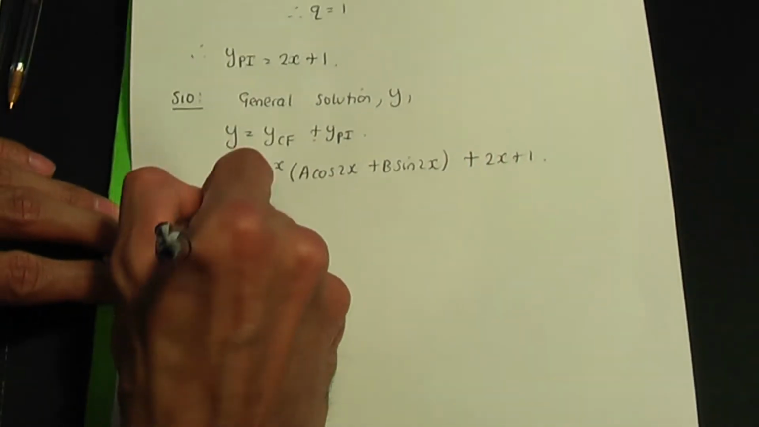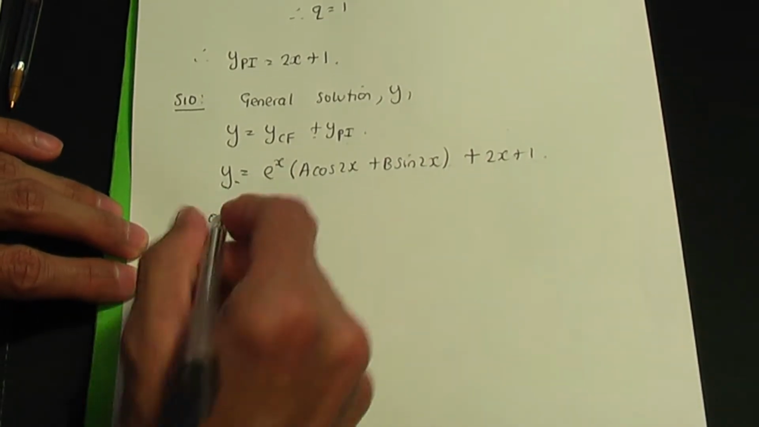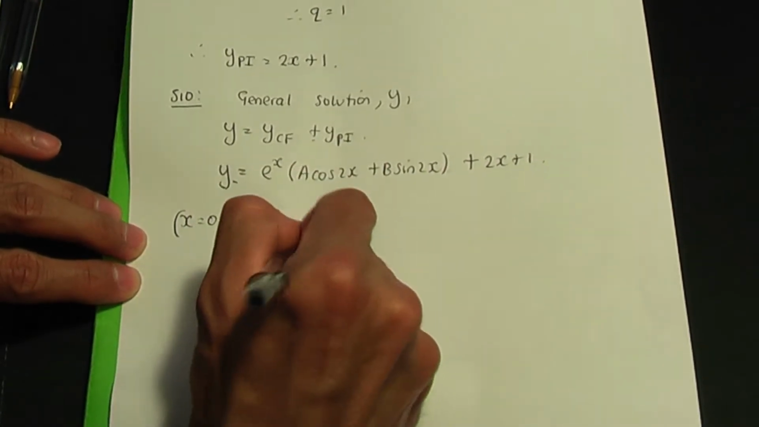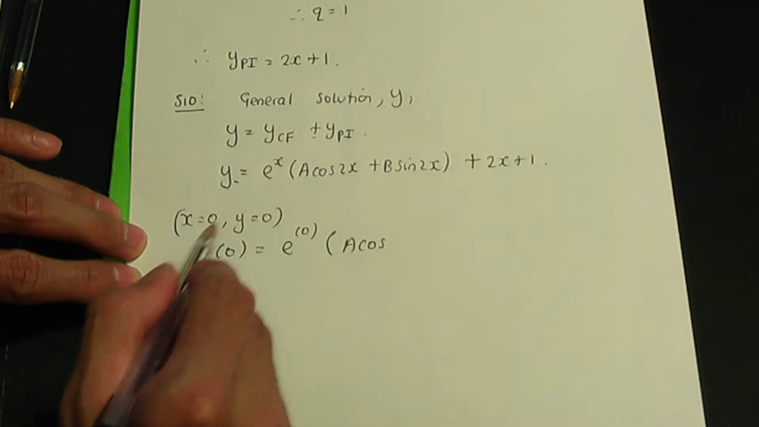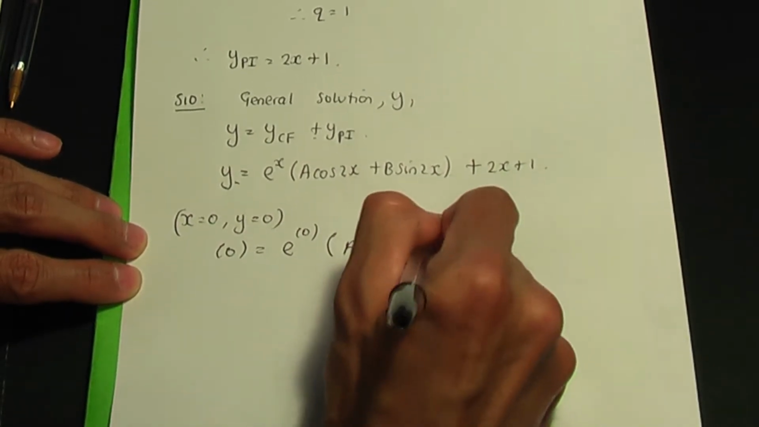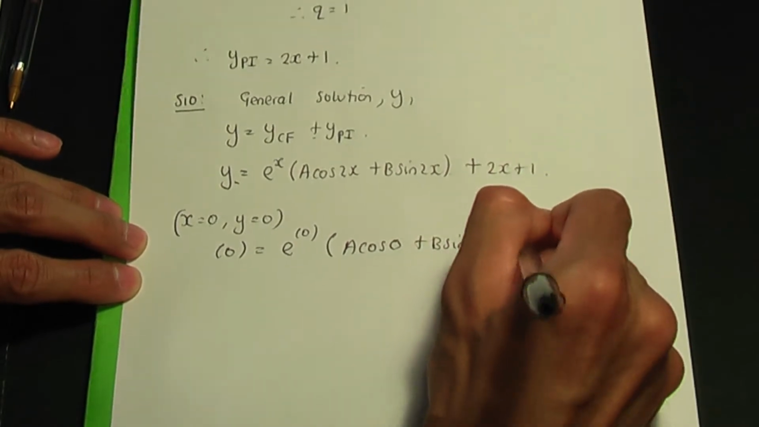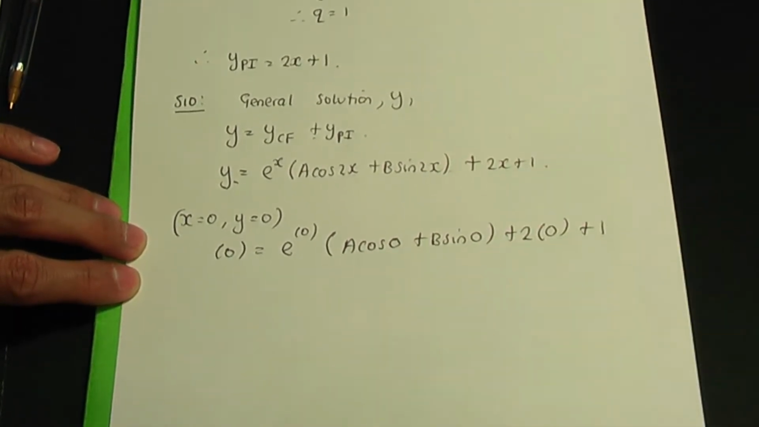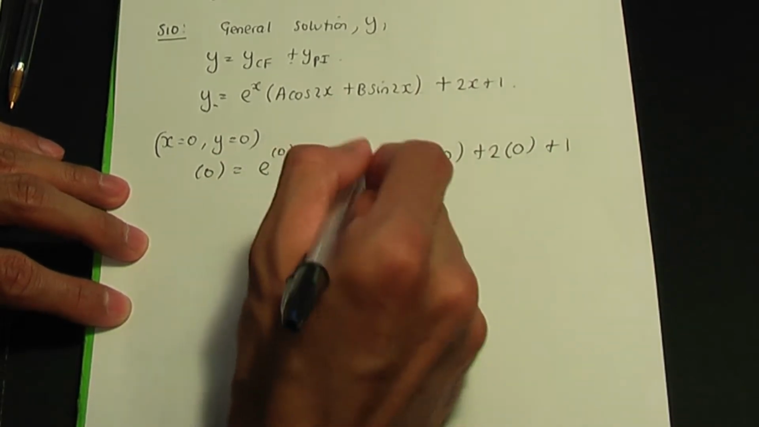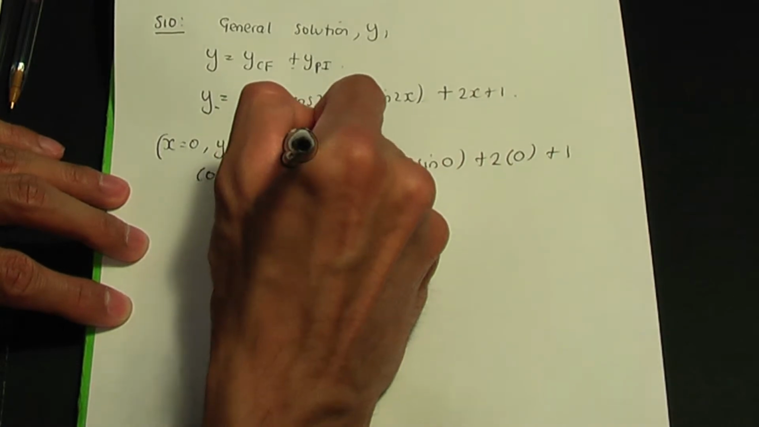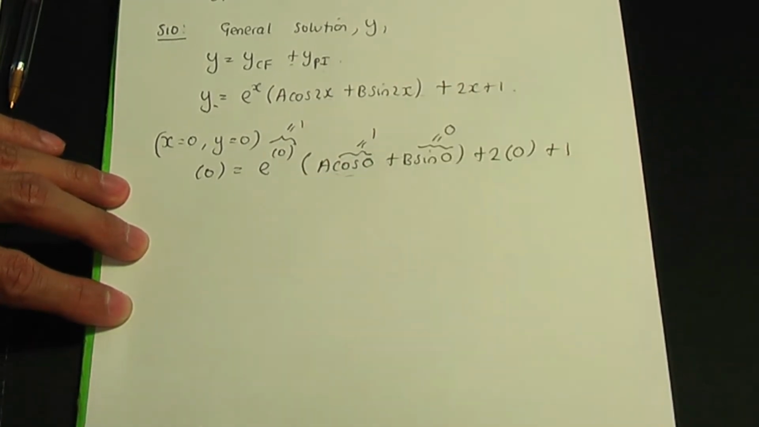Okay, so x is equal to 0, y is equal to 0. If I replace them in our general solution, we're going to have y, which is 0, that is equal to e to the power x, which is 0, into a cos 2 times x, which is 0, so 2 times 0 is 0, plus b sine 2 into x, which is 0, is 0, plus 2 into x being 0 plus 1. Okay, so e to the 0 is 1. Cos 0 is a standard result, cos 0 is 1. Sine 0 is also standard, that is 0.